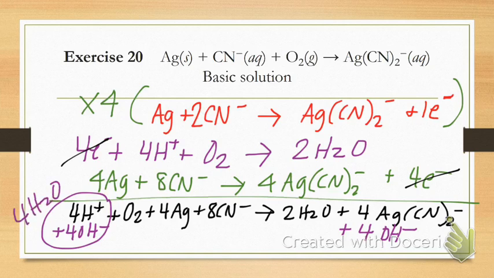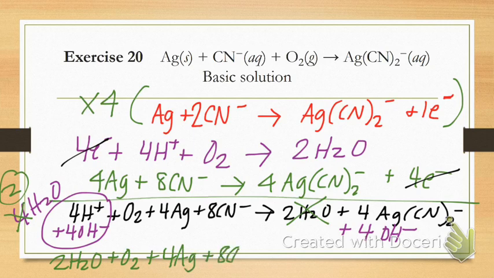Well, now I have water on both sides. 4 here, 4 over there. So what am I going to do with the 2 waters on the product side? I'm going to make them go bye-bye, and then I'm going to change this one to 2 because they cancel each other out. So now rewrite the final thing. So 2 water plus O2 plus 4 Ag plus 8 Cn minus yields 4 Ag Cn 2 minus plus 4 hydroxide. And that is your final. Sorry, it's not very legible down there. Any questions?